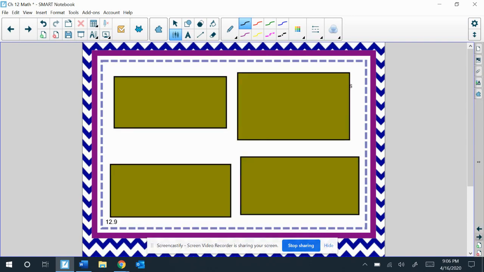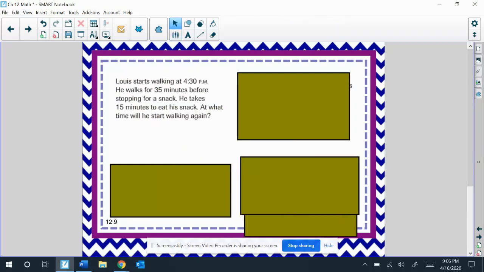Here's another one. I don't know if we're going to do all of these, but we're going to do a couple. Louis started walking at 4:30 p.m. He walked for 35 minutes before stopping for a snack. He takes 15 minutes to eat a snack. At what time will he start walking again?